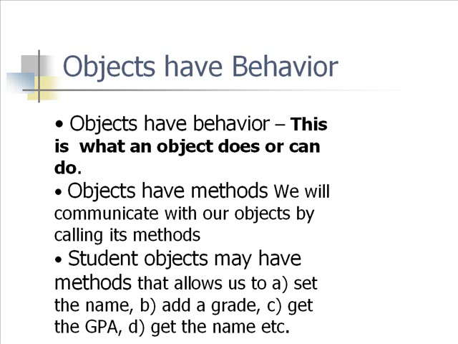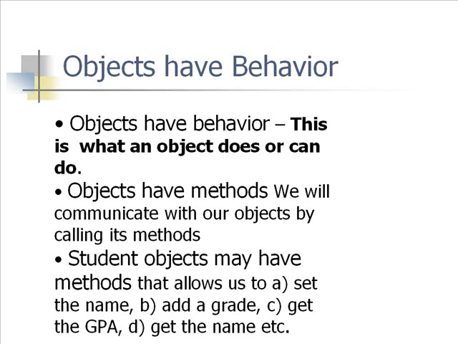Objects also have behavior. This is what the object can do or what it does for the user. For today's tutorial, we're going to be users of objects, so we want to be able to use their objects. The way we're going to do that is to call the object's methods. Objects have methods. In other languages, they might be called functions or procedures or whatever. In Java, we're going to call them methods.